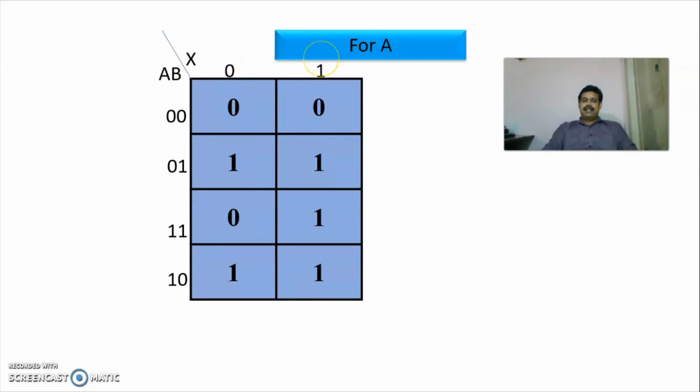Consider the three variable map. This is a three variable map for A. So this is a three variable map, and here the variables are A, B and X.